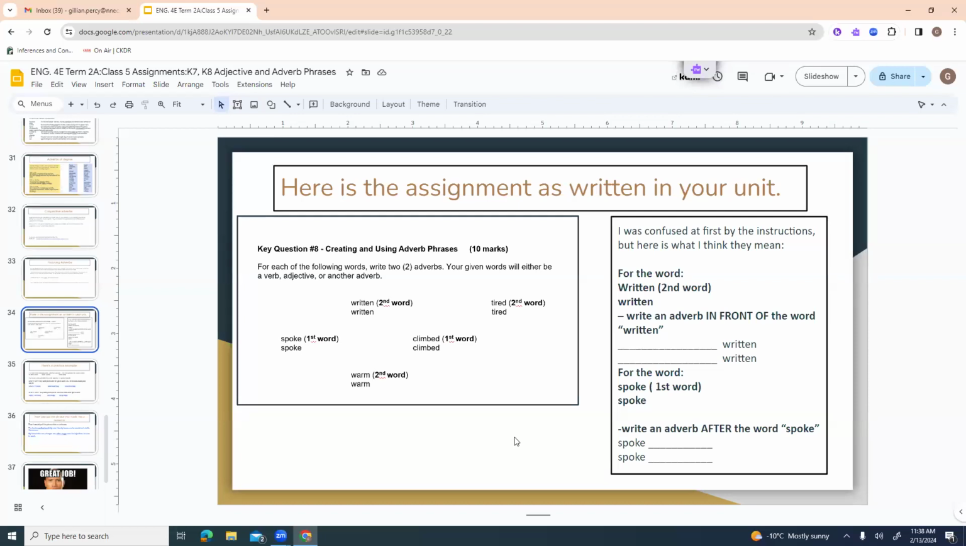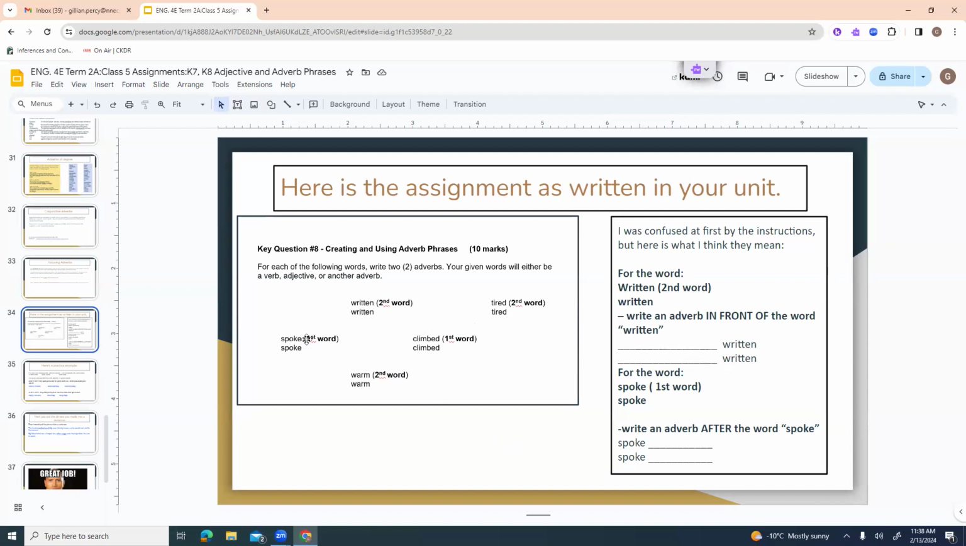And then they've got the word written twice. Written, written, spoke, spoke, warm, warm, climb, climb, tired, tired. But afterwards they have second word or first word. And finally, I kind of clued in that what they were trying to say was written should be the second word in that phrase. So like put an adverb and then written, put an adverb and then written.